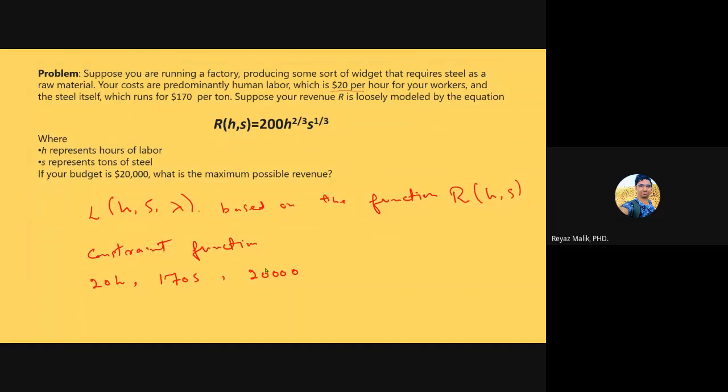So how will we make it a constraint function? We will make it like this: 20h plus 170s equals 20,000. Correct. So this will be our constraint function.